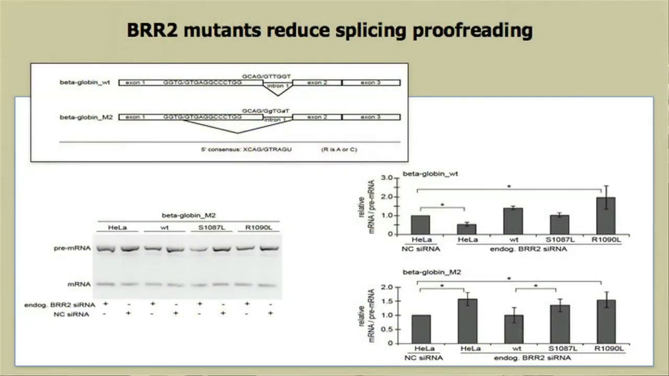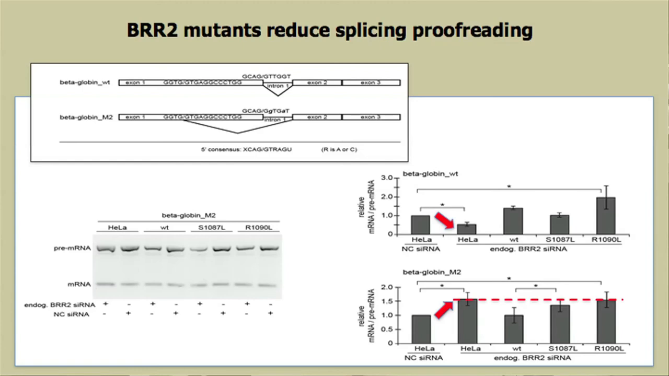We employed beta-globin-based reporters containing cryptic splice site. This cryptic splice site is much more used when the normal splice site is mutated. We studied splicing of beta-globin reporters after knockdown of endogenous BRR2. In HeLa cells, this resulted in less efficient splicing of wild-type beta-globin reporter and enhanced splicing of mutated beta-globin reporter.